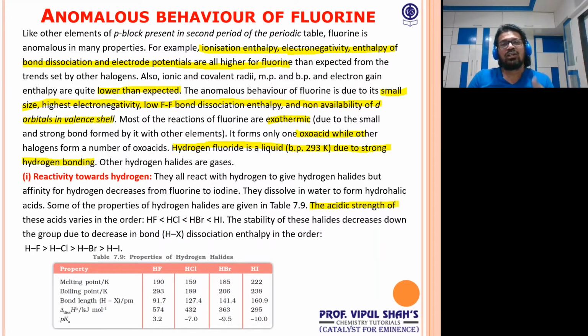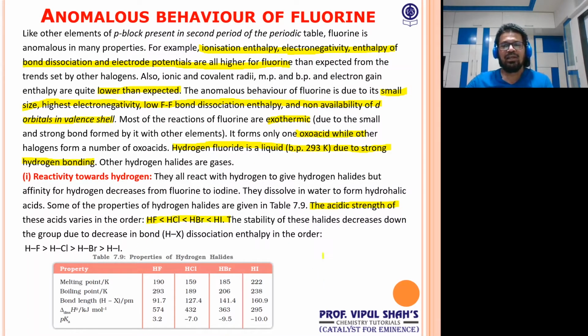But if I talk in terms of bond enthalpy, HF bond enthalpy will be maximum because of the difference in electronegativity. Greater the difference in electronegativity, more is the bond polarity, and higher the bond polarity, more is the energy required. So be clear: bond strength wise, HF is the strongest bond. Acid strength wise, who gives H plus faster? HI will be the strongest acid. Please make a note of this. The acid strength order: HF, HCl, HBr and HI.